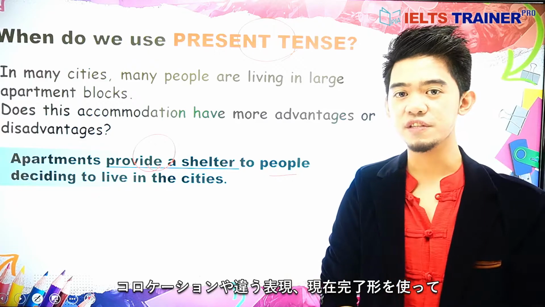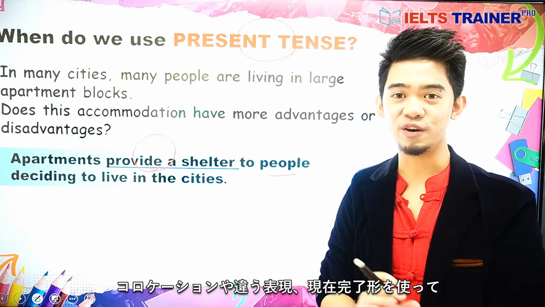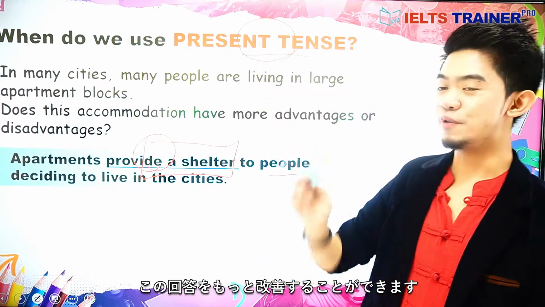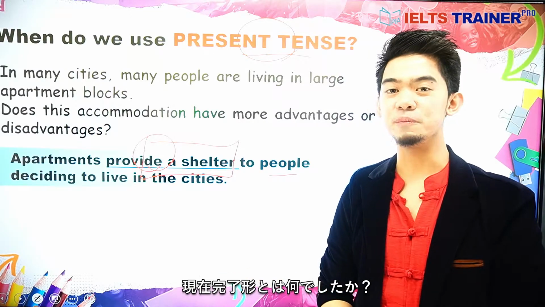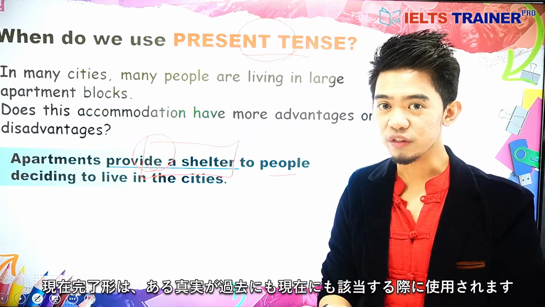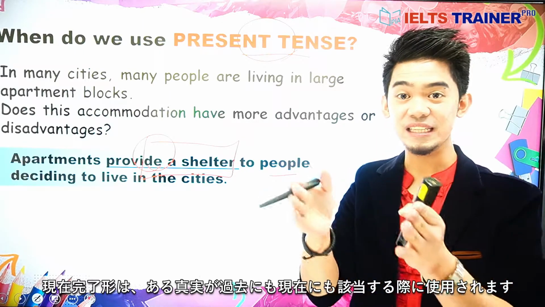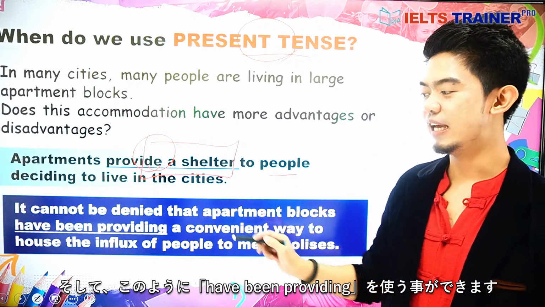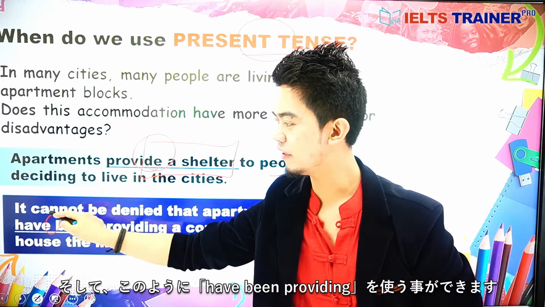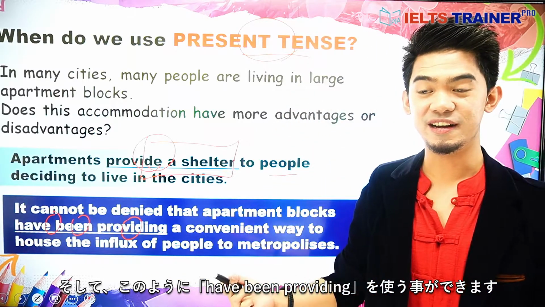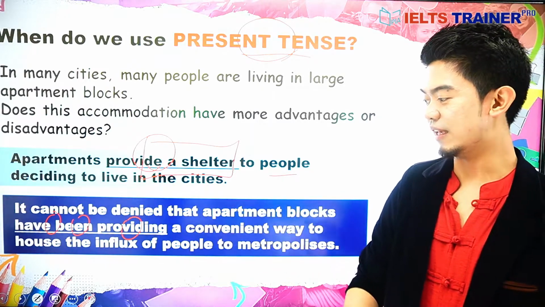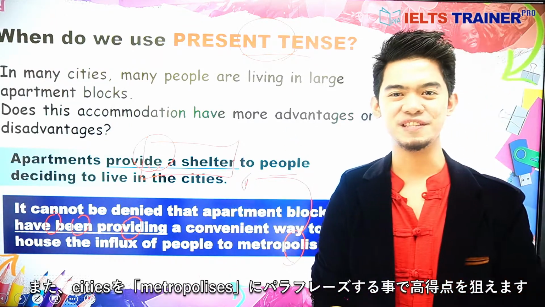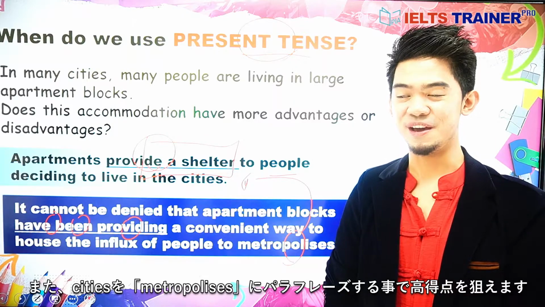Well, we could actually improve this one by using other words like collocations or expressions, and even using our present perfect tense. So what does it mean? Well, present perfect tense means a truth is the same in the past and even applicable now. We could say it cannot be denied that apartment blocks have been providing, so we could use have, been, and verb ing, a convenient way to house the influx of people to metropolises. We could actually consider other vocabularies. We could paraphrase that to get a better score.